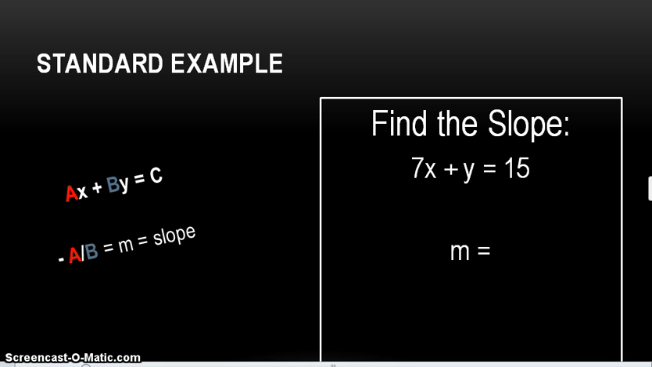So if I look at the example here, I have find the slope: 7x plus y equals 15. And we know that our slope is going to be negative a over b. Okay, so if we look over here, here's our a, and you don't see a number here in front of the y. When there's not a number, that means it's a number 1. So our b is going to be 1. So remember that our slope is negative a over b. So it's going to be a negative 7 over 1. Okay, let's do another one.